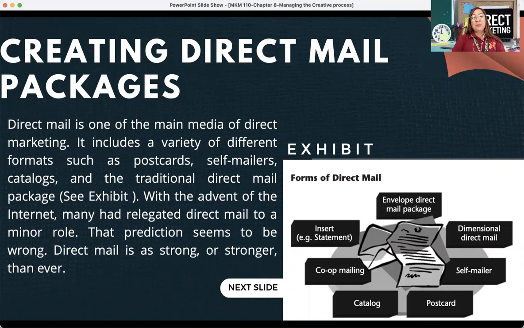With the advent of the internet, many had relegated direct mail to a minor role. That prediction seems to be wrong. Direct mail is as strong or stronger than ever. Likewise, as we have learned, our customers and prospect clients prefer to have something to hold, and they feel more the importance of having those brochures or catalogs in their hands, aside from just glancing at the internet or on their cellphones.